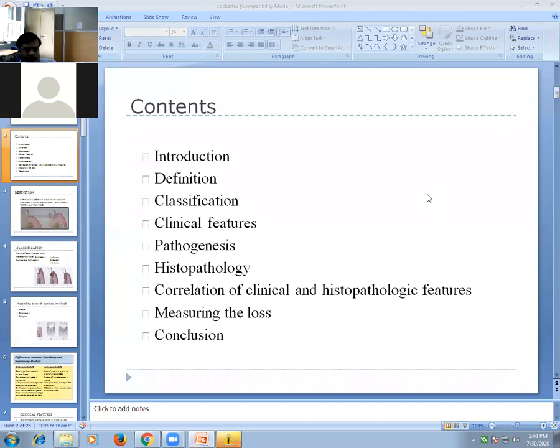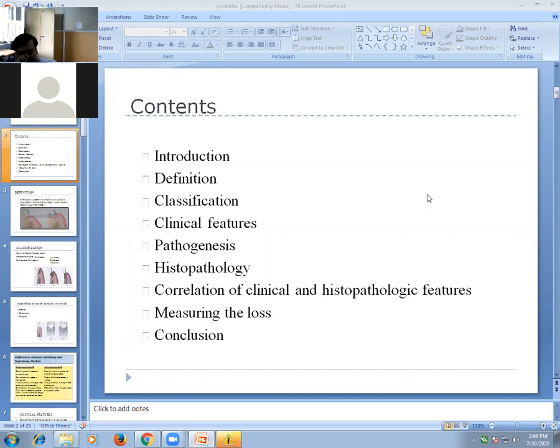Again, because of host microbial interaction, there is an increased production of MMPs, that is collagenase enzymes. These collagenase enzymes destroy the connective tissue fibers below the junctional epithelium. Once these connective tissue fibers are destroyed, the junctional epithelium starts moving apically. So again, this is deepening of the gingival sulcus. That is what we call a periodontal pocket.